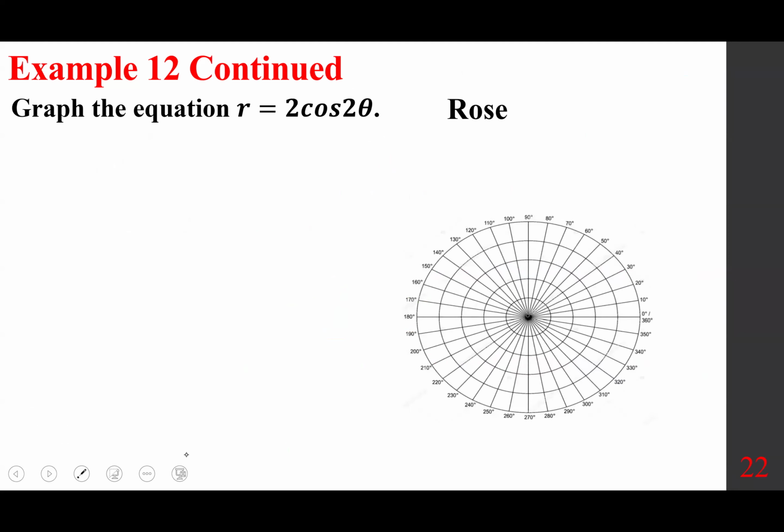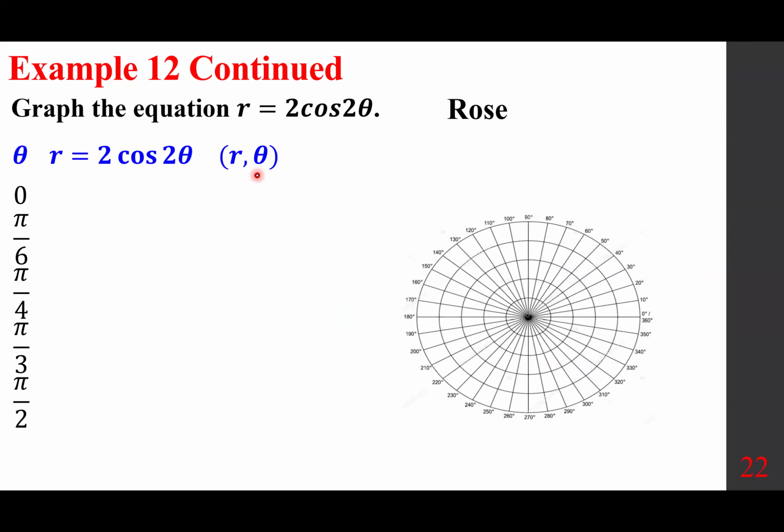Now, let's again go with easy points. Theta and r, with theta from 0 to pi over 2, we pick numbers. For example, 0 gives you 0. Cosine of 0 is 1 times 2 is 2. Pi over 6, two times that gives us pi over 3. Cosine of pi over 3 is 1/2. 2 times that makes it 1.